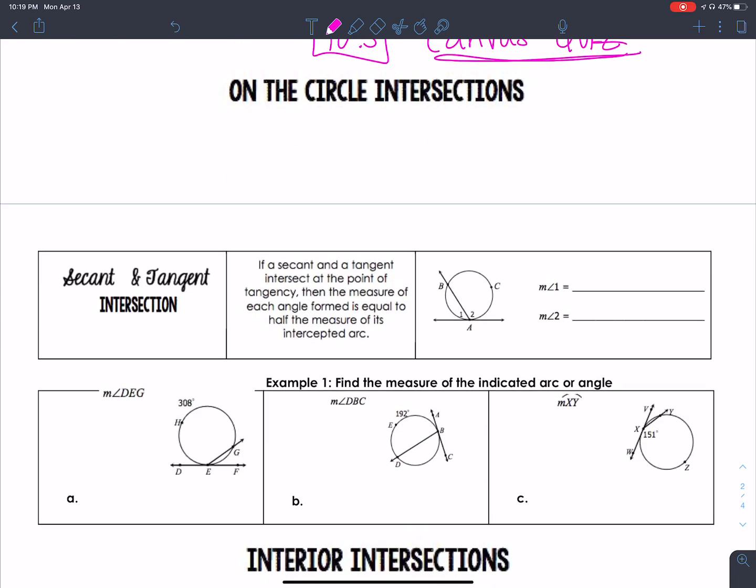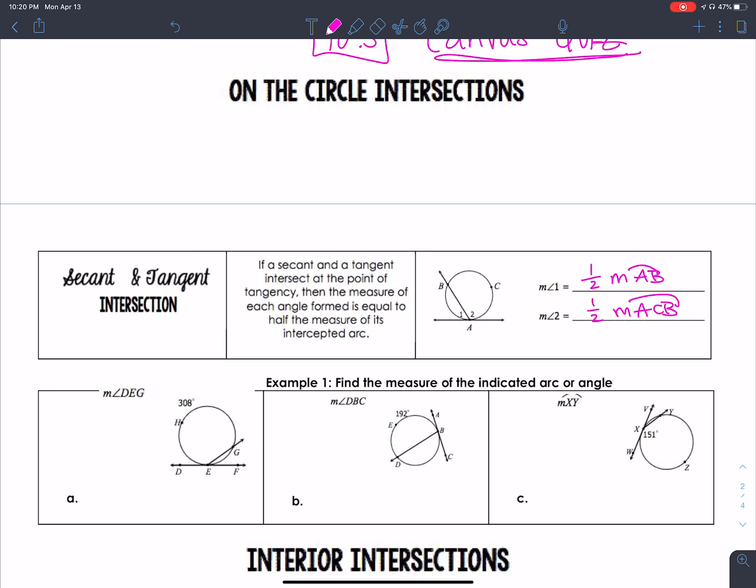So we have secant and tangent intersections. Okay. So if a secant and tangent intersect at a point of tangency, the measure of each angle formed is equal to half the measure of its intercepted arc. Okay. So the measure of angle 1 is half the measure of arc AB. Okay. And the measure of angle 2 is half its intercepted arc, which is a major arc ACB. Okay.